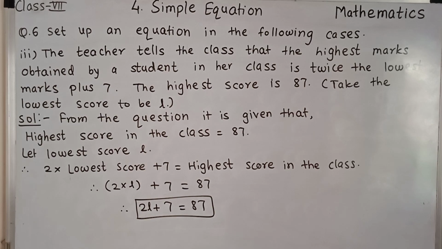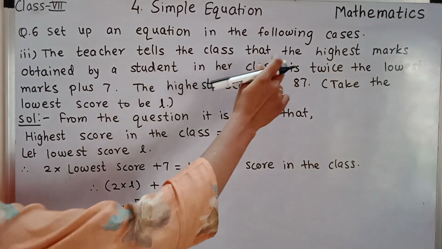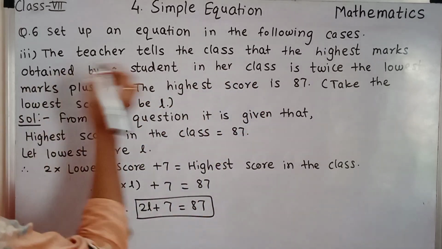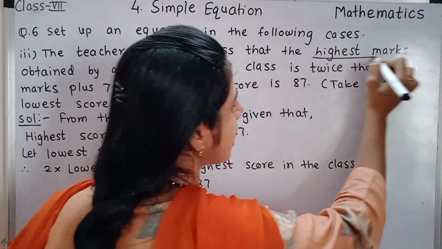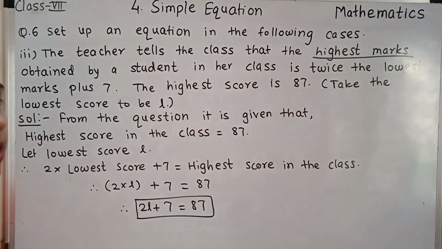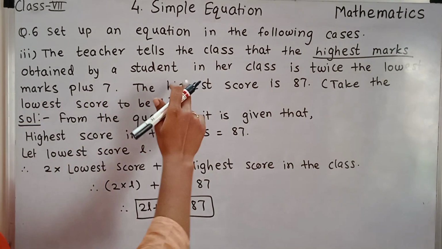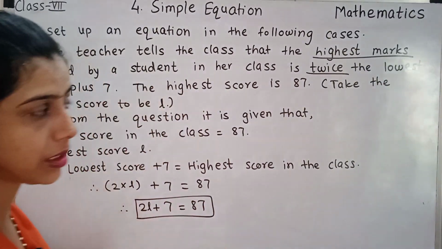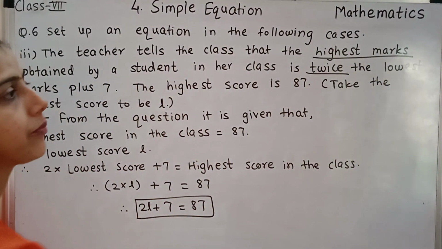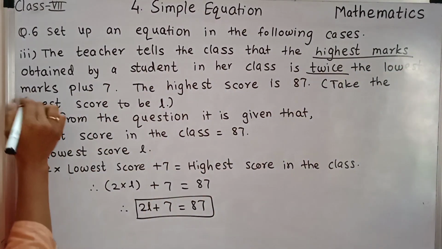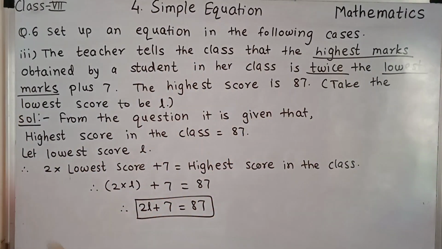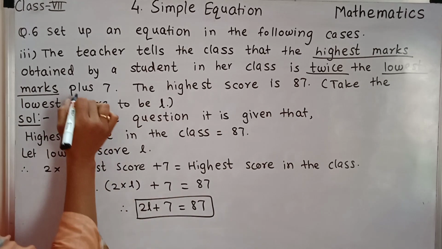Next question is, the teacher tells the class that the highest marks obtained by a student in her class. So what is the mark over here? What is given is that the highest marks by a student in her class is twice the lowest marks plus 7. The word "twice" is very important, it means two times. One term is the highest marks, the second term is twice, and the third term is lowest marks plus 7.